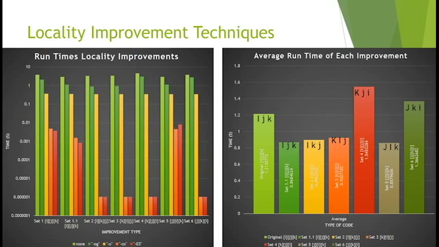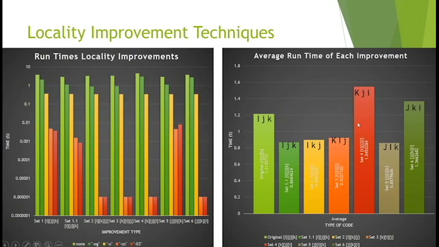There are many different locality improvement techniques, so we wanted to give you an idea of what a few of them look like in the graph on the left. This graph again is on a logarithmic scale, so it's difficult to see exactly what's going on. This is why we included the separate graph on the right. As you can see with the flags factored out, the locality improvement techniques make a substantial difference in the execution time of the code as well.